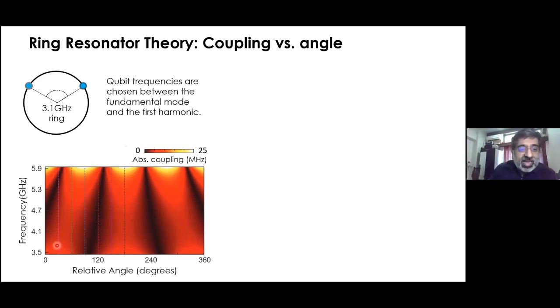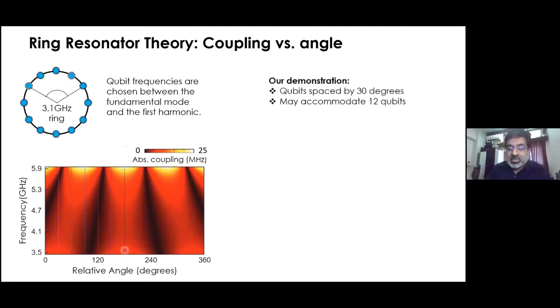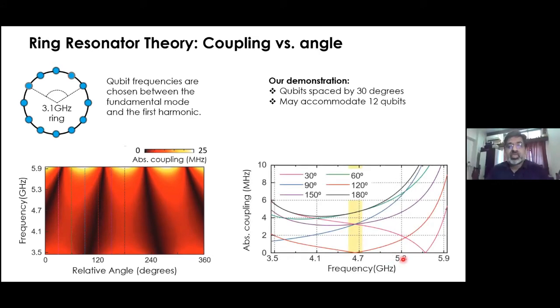If you now take line cuts of this as a function of frequency at these different angles, which are spaced 30 degrees apart, then you get a much simpler behavior. Especially if you focus in the middle, where this yellow band is shown, what we call the special frequency. This frequency is essentially halfway between the fundamental and the first harmonic. At this particular value, the couplings are shown at different relative angles in different colors.